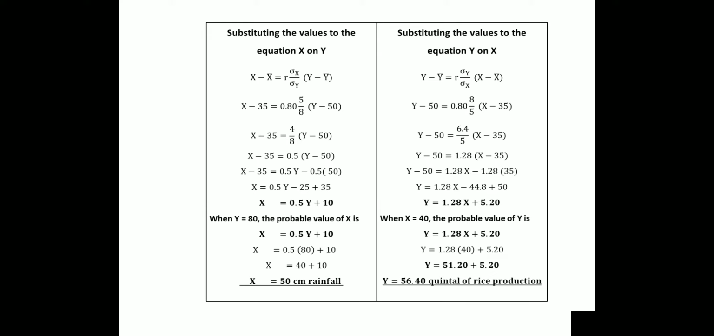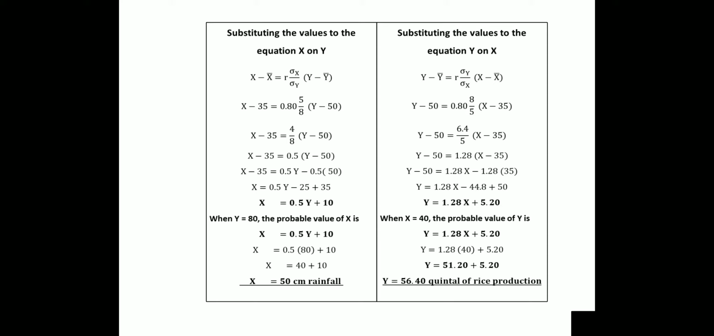Okay, so on the other hand, the y on x equation, that is y minus y bar is equal to r into standard deviation of y by standard deviation of x multiplied by x minus x bar. When we substitute the values into this equation and calculate, the final equation will be y is equal to 1.28x plus 5.20. The calculation is the same as the previous illustration that I have already discussed. Okay, so now when x is equal to 40, you should calculate the value of rice production.